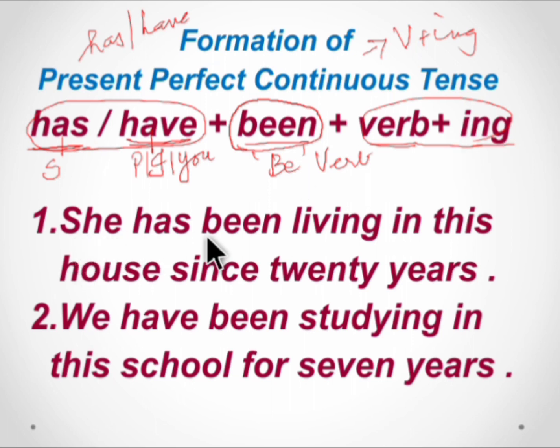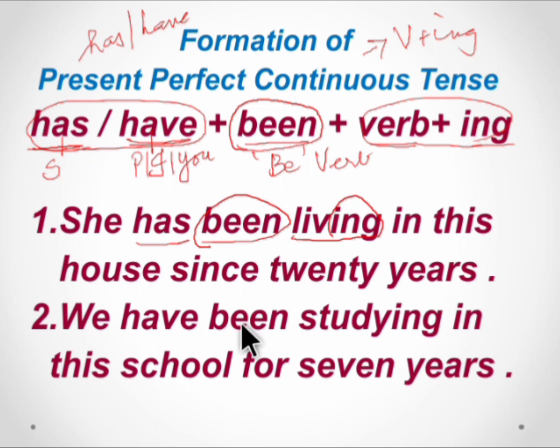She has been living in this house since 20 years. Since we are using she, a singular subject, we use has. Then living is verb ing, and we use the be verb been. She has been living in this house since 20 years. That is, before 20 years she started living here. Till now she is living and still she will be living here.